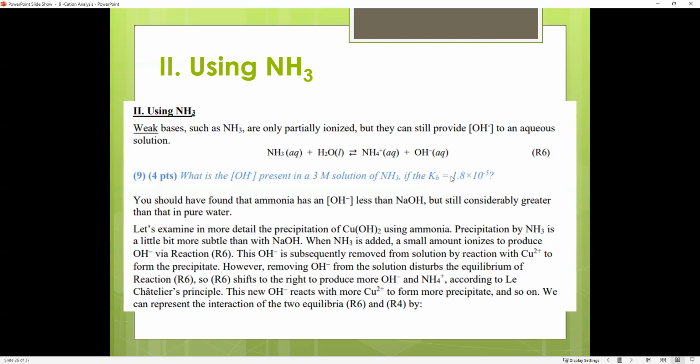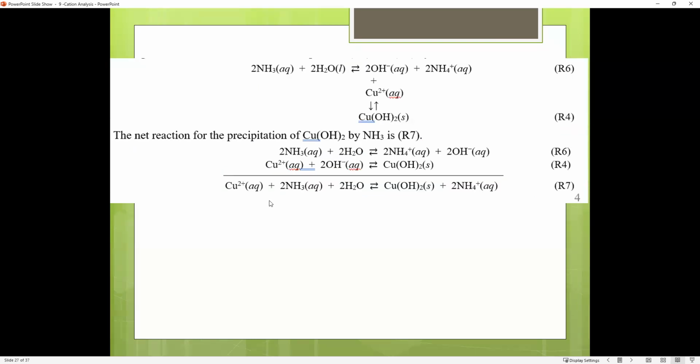So now you're going to use this Kb and solve for the OH concentration at 3 molar. That'll give you the OH, similar to what the 3 molar NaOH had. And you'll have to do the same dilution calculation. So we ask you to show how those two equilibria can come together. You have a lot of different ways that you can do this.